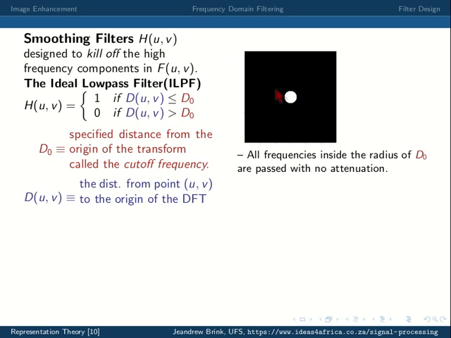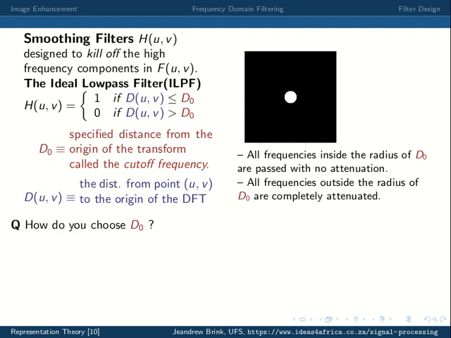Okay, and all it does when you multiply it is, kind of obvious given the example I've given: all frequencies inside the radius of D0 remain unchanged, and those outside are attenuated and set to 0, and you then do the inverse transform and get the image.